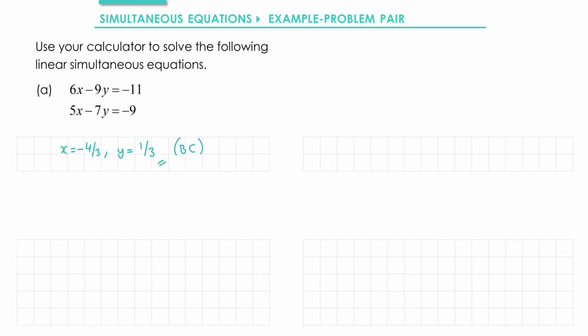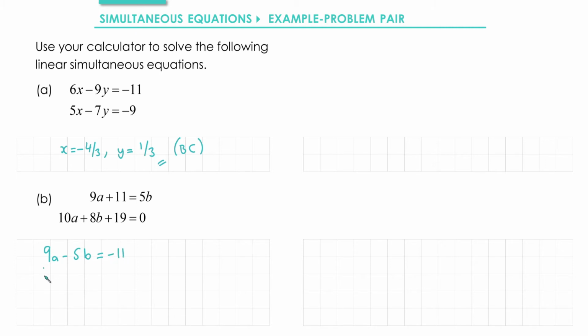Let's have a look at part B. In this question, we've got a couple of things we need to do before using our calculator. First of all, we need to rearrange to get them in the correct form, like in part A. Secondly, we need to be mindful of the fact we're using a and b and not x and y. So let's rearrange the first equation. We'll leave the 9a, but I'm going to move the 5a to the other side, so we get 9a minus 5b. And I want the 11 on the other side as well, so I get negative 11.